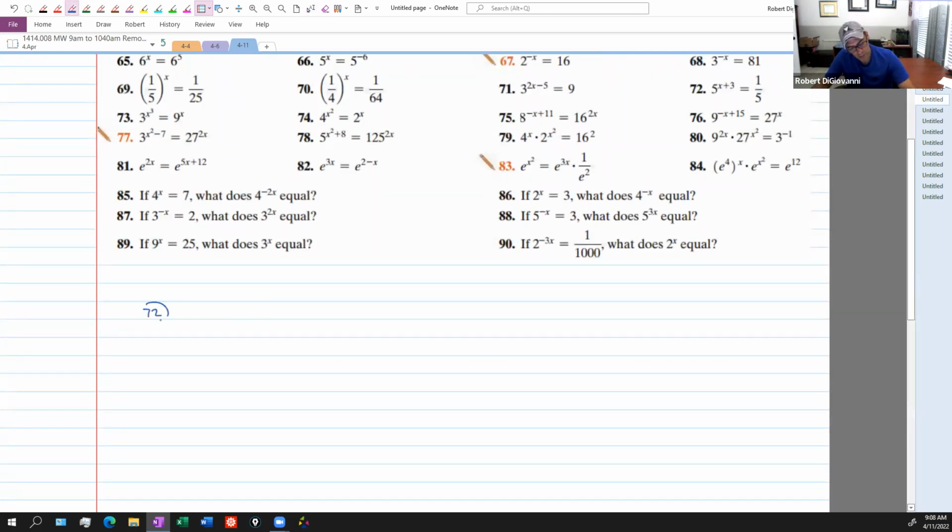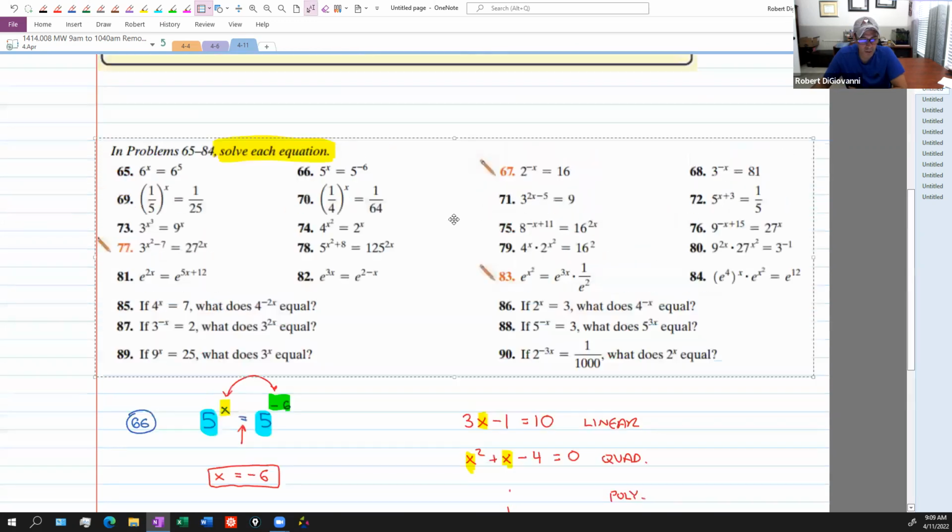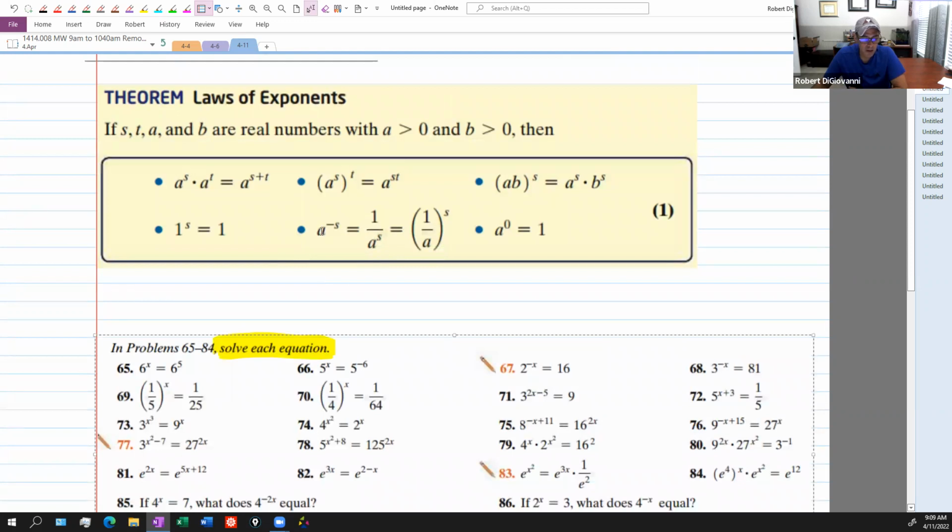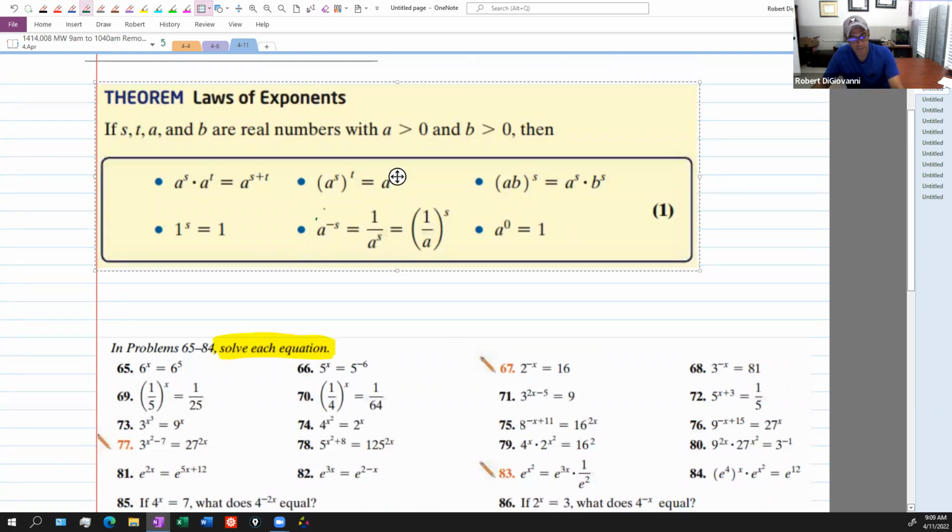So 72, we have 5 raised to the x plus 3 equals 1/5. The base on the left is 5, and on the right, I have 1/5. What I need is the right-hand side to be 5 to a power, 5 to something. So I'm going to go back to last class. Remember this property that if you have something to a negative exponent, you can drop it down. If I have something on the bottom, I can move it up. I just have to change the exponent.